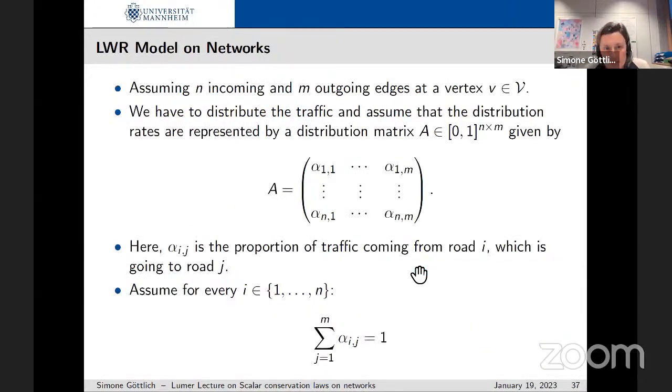Whenever we have more outgoing than ingoing arcs, we have to think about distributions of the traffic among these outgoing arcs or edges. That's why we introduce a distribution matrix A, given these entries here. Each of these entries denotes the proportion of traffic coming from road i and going to road j. We further assume that the sum over the alphas, where the summation is over j, equals 1.